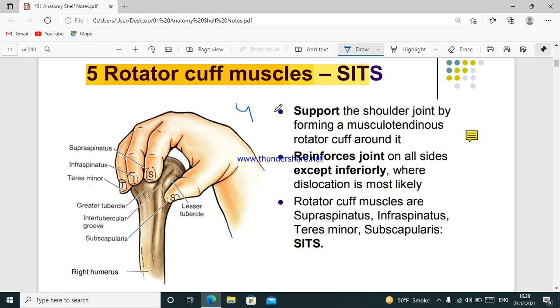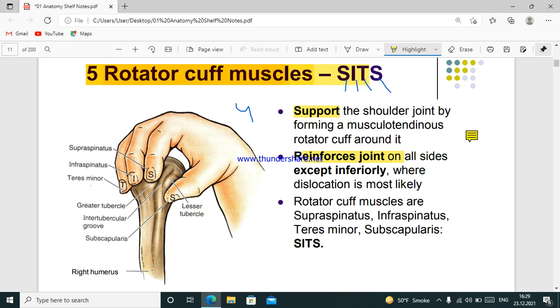So for the rotator cuff muscles, first we go like this. S represents supraspinatus, I represents infraspinatus, T represents teres minor, and S represents the subscapularis muscle. So from here we know that there are 4 rotator cuff muscles: supraspinatus, infraspinatus, teres minor, and subscapularis. They support and reinforce the shoulder joint by forming the musculotendinous rotator cuff around it.